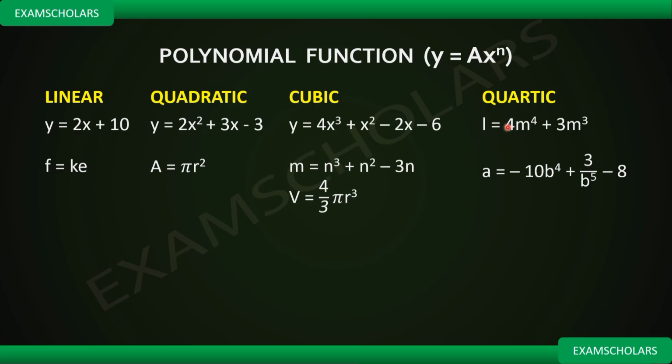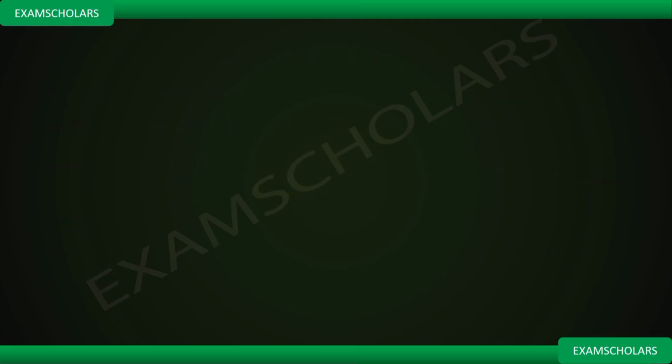You have L = 4m⁴ + 3m³. Another one is A = -10B⁴ + 3/B⁵ - 8. Now all these expressions here are known as polynomial functions. And we also have quintic, where the power is 5. This is an example of a quintic here. Why are we learning this? We need to understand functions very well, because we are going to be dealing with them when we start differentiation and integration.